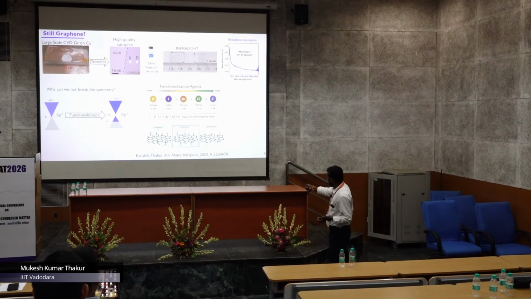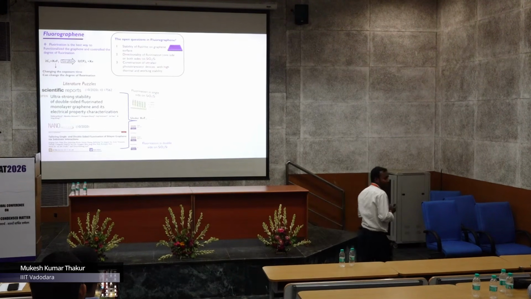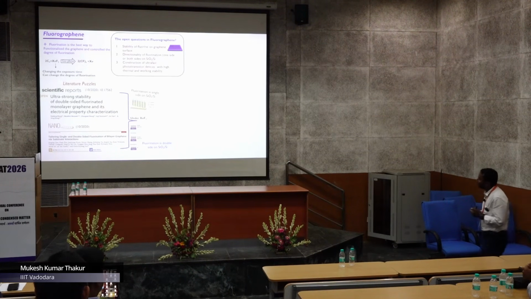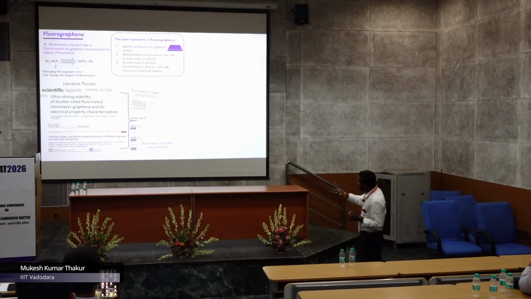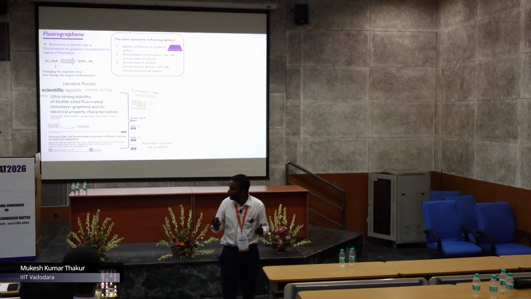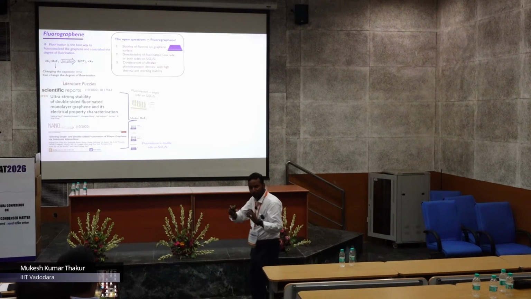You can also try hydrogenation, but it's very hard to break the symmetry, and it still shows the metallic behavior. When we came with fluorographene, about 6 years ago, we found one good thing: when we expose graphene to xenon difluoride, it's very easy to make fluorographene. Also, you can easily control the degree of fluorination by changing the time of the exposure.